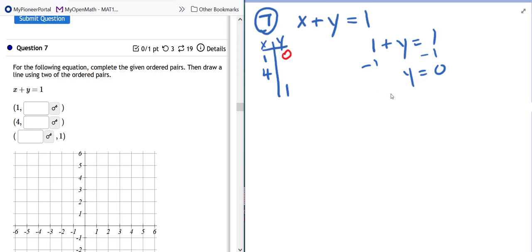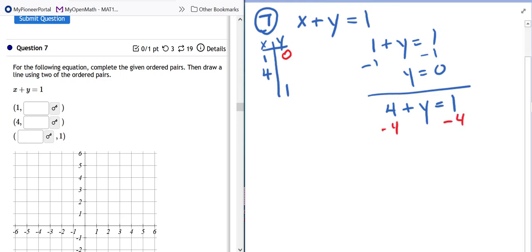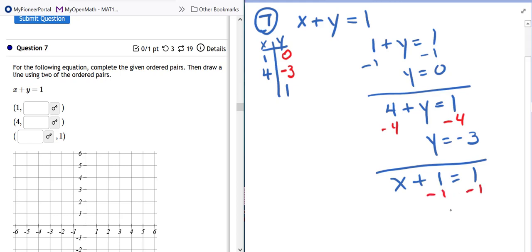And then you just start over, and you plug 4 in for x. And for this one, you have to subtract 4. So you get y equals -3. Right, then notice they switched and they have given you 1 for y. So we have x plus 1 equals 1. And so you want to subtract your 1, and x will equal 0.